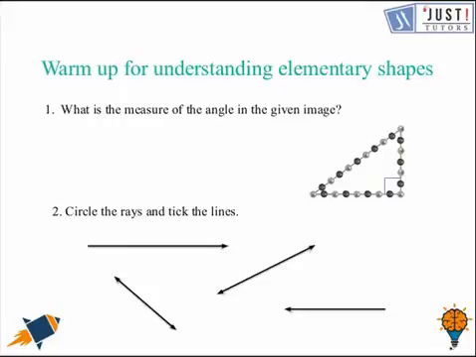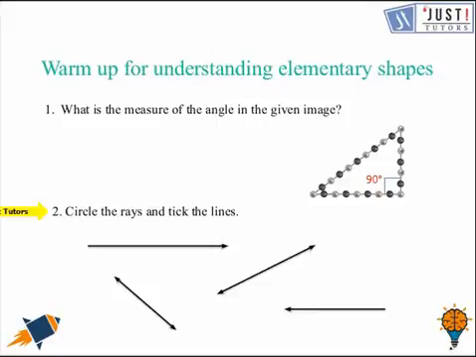In the first one, we need to say what is the measure of the angle in this given image. So as you can see, this angle is denoted by a little square at the corner. So this angle is 90 degrees in measure.